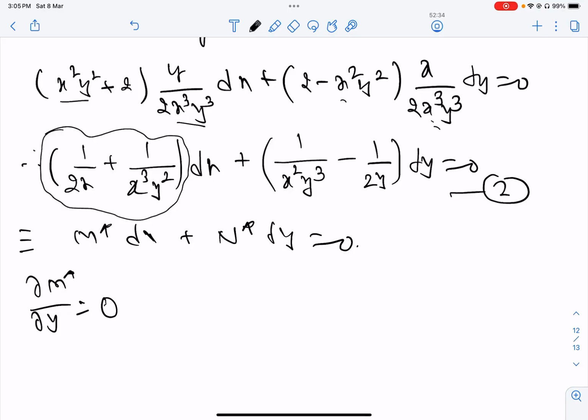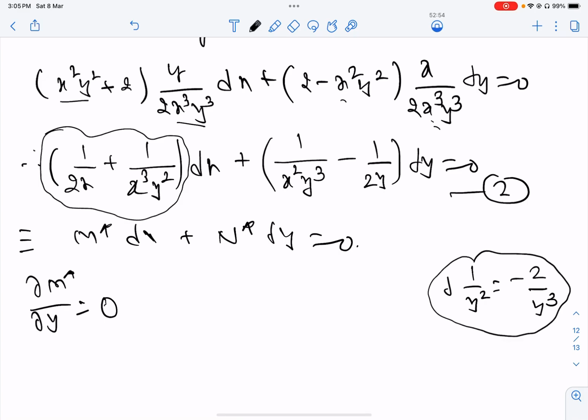So this is 0, x is there, so that it is 0. Derivative of 1 upon y square. What is the derivative of 1 upon y square? Minus 2 by y cube. It is of the form y power minus 2, and the derivative of y power minus 2 is minus 2, y power minus 2 minus 1, so y power minus 3. So that is nothing but minus 2 upon x cube y cube.